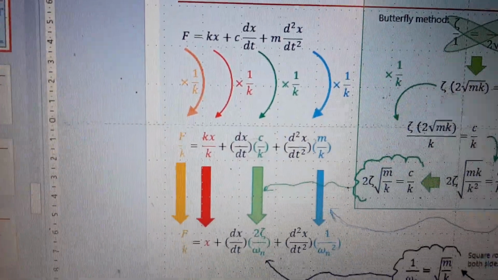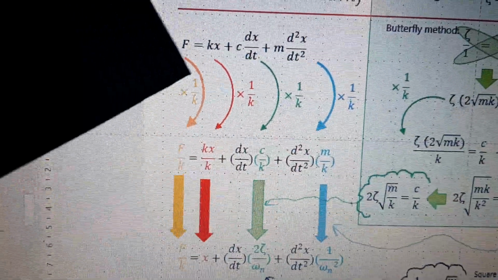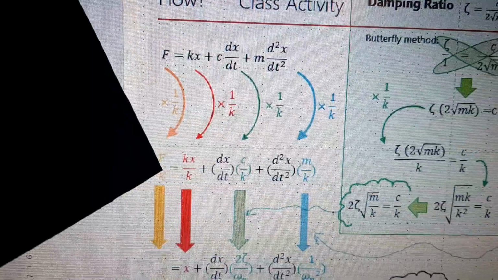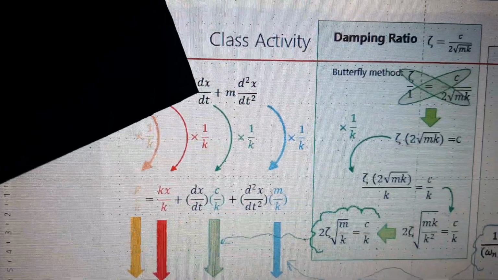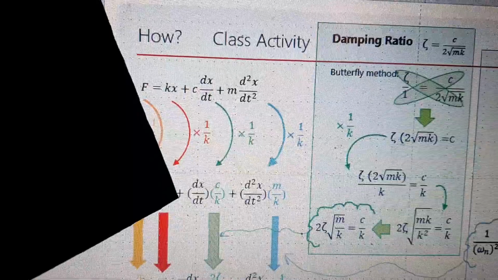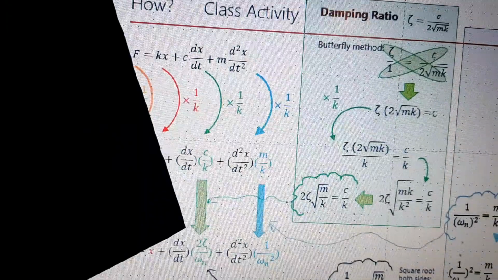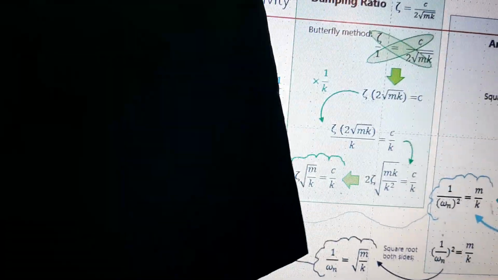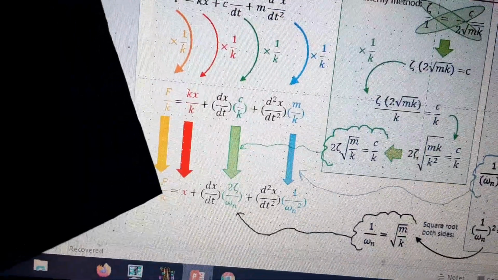So for the left side of the equation, f is divided by k, so I have f over k, and then kx is divided by k, and they cancel each other and I end up with x. The third part, the c dx over dt, is divided by k. I'm following the green color at the moment. I will keep the dx over dt, and then I have the c over k, which can be replaced by using this formula here and this formula here, and then I will have 2 zeta over omega n. Pay attention that I'm keeping the derivatives because they are useful for my differential equation.